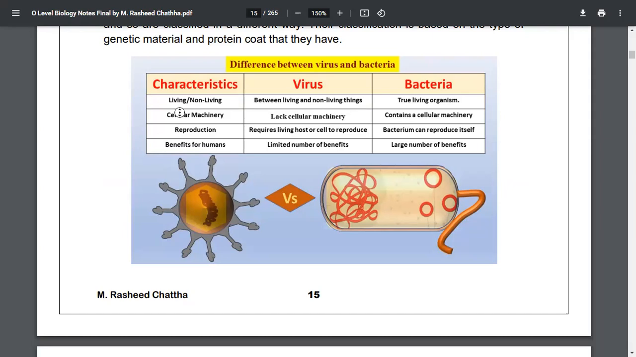Reproduction: viruses require a living host or cell to reproduce, whereas a bacterium can reproduce itself. And what are the benefits to humans? Viruses have a limited number of benefits for mankind, and bacteria have a large number of benefits for mankind.